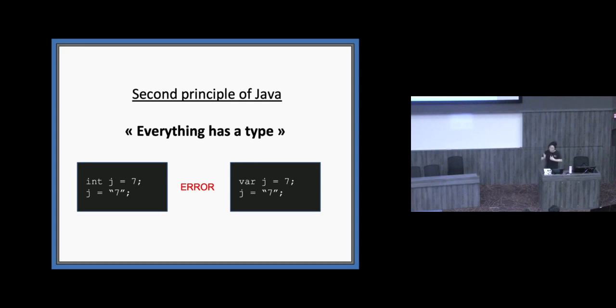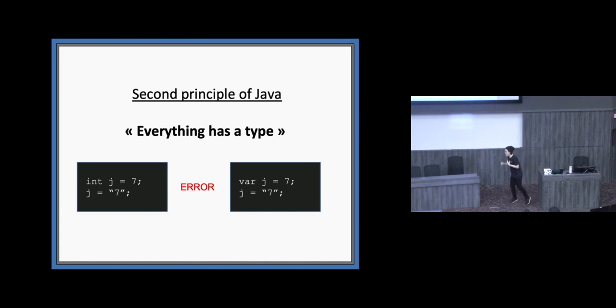For example, you might try to say var j equals 7, and then subsequently write j equals string 7. That's still not allowed, and the reason is that on the very first line, when you wrote var j equals 7, Java guessed the type for you, and it guessed it to be an integer.